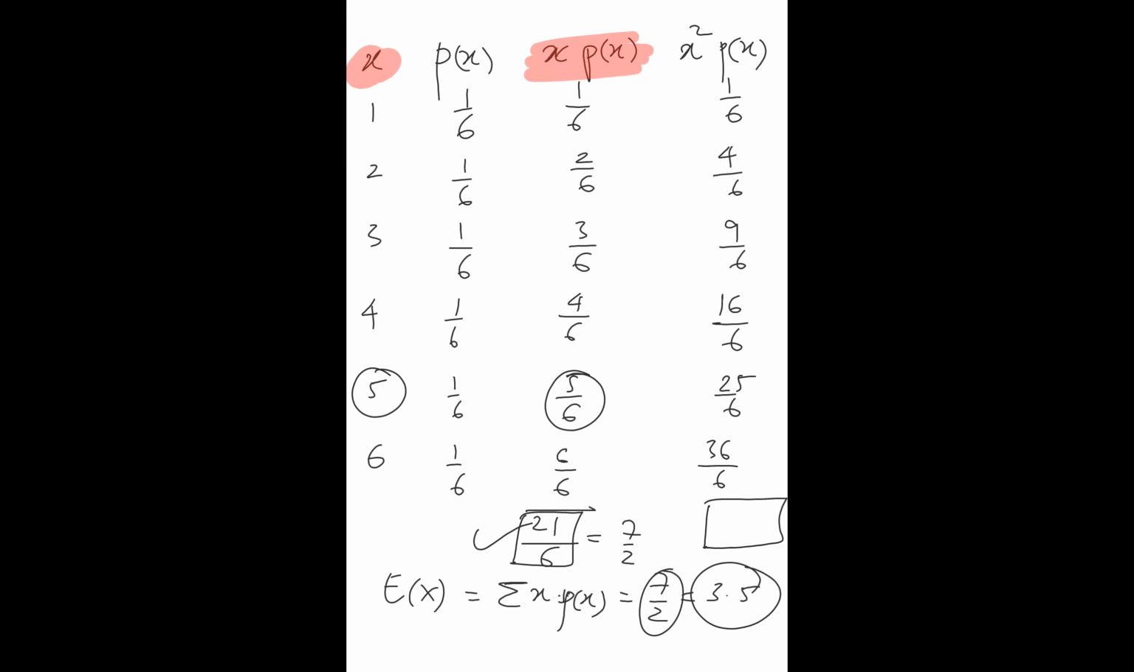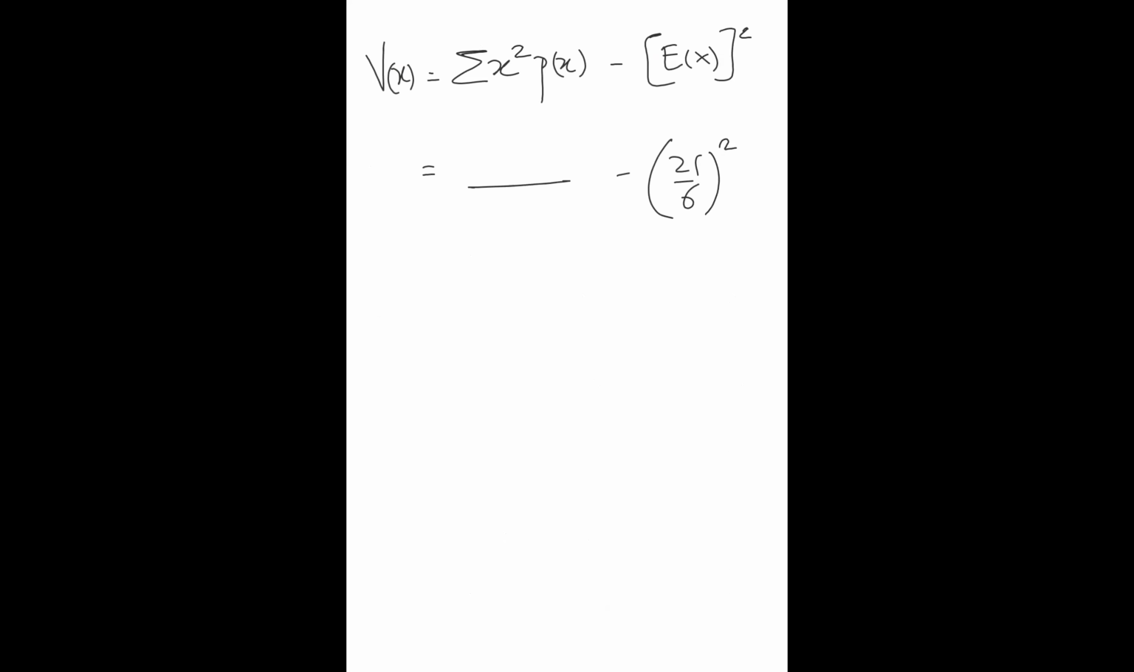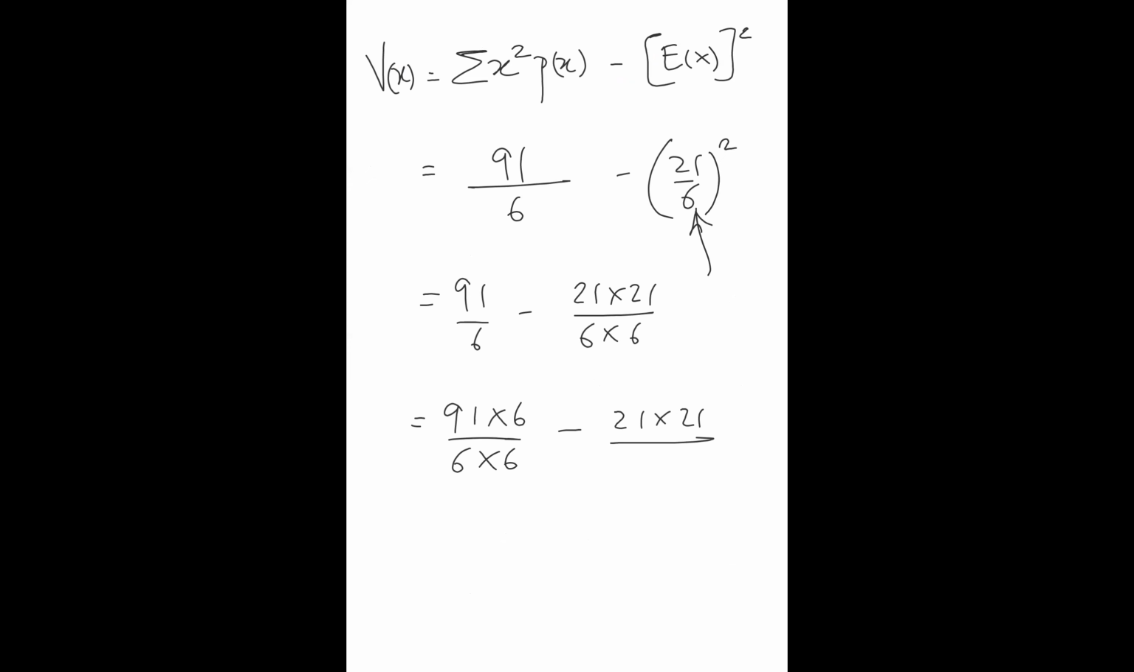The total is 91 by 6. So put that value over here, 91 by 6 minus 21 into 21, 6 into 6. Take the LCM, multiply and divide by 6 to make the common denominator, right? Hence I had taken 21 by 6. You can also take 3.5, you can also take 7 by 2, that is your choice, basically.